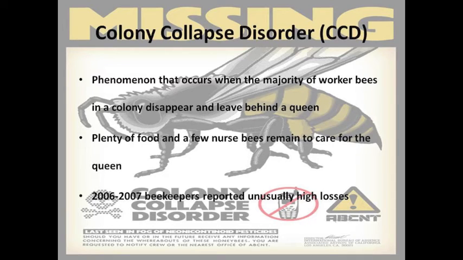Colony collapse disorder is the phenomenon that occurs when the majority of worker bees in a colony disappear and leave a queen behind with a few nurse bees to care for the queen. Beekeepers began to notice unusually high losses in 30 to 90% of their hives in 2006. CCD may also be contributing to the global decline.